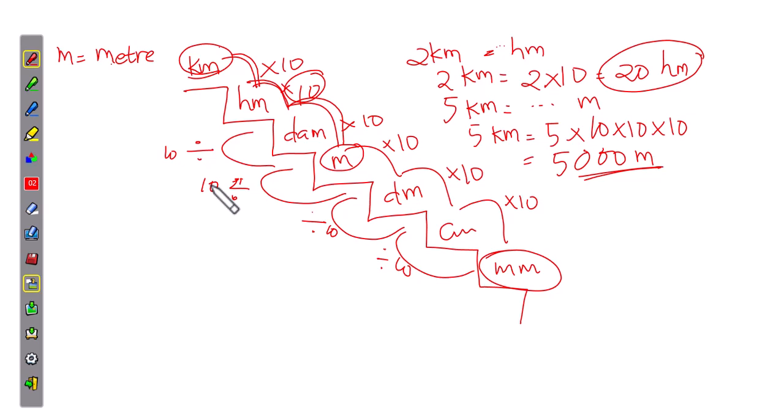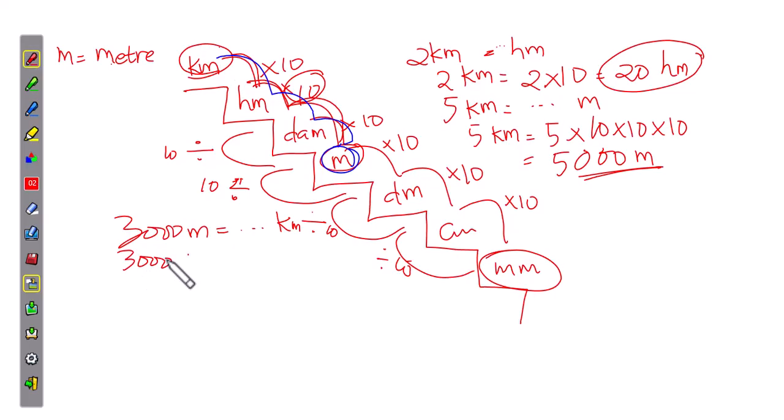For another example, we have 3,000 meter and we want to change it into kilometer. So we just count how many stairs it needs from meter to reach kilometer. If we count from meter: one, two, three. Three steps. Since this one goes up, we have to divide it by 10 three times.